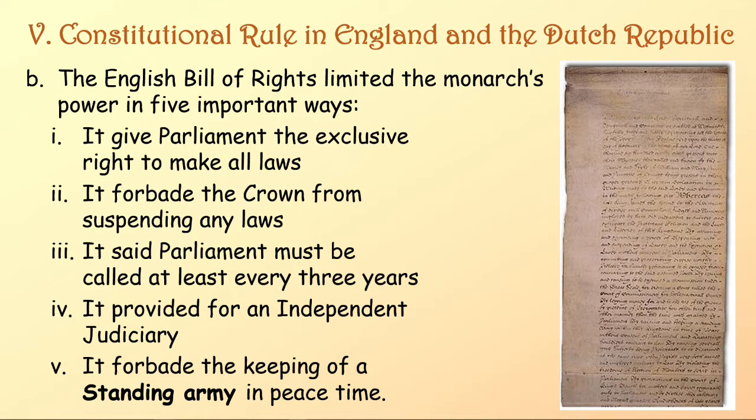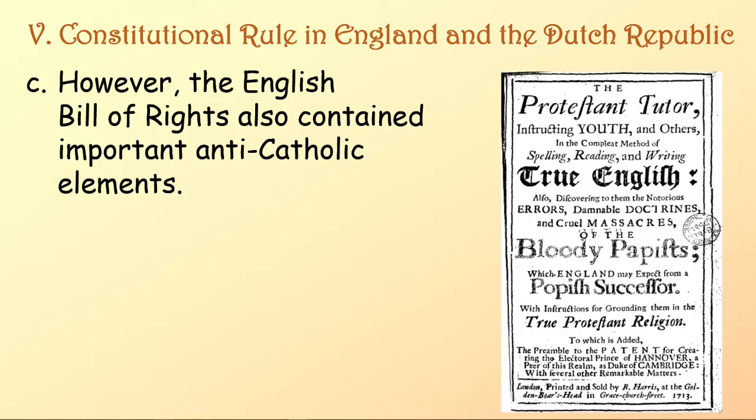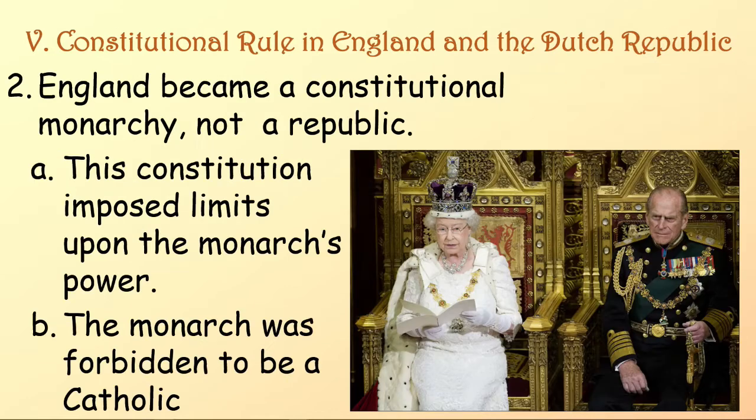Number two, it forbade the Crown from suspending any laws. Number three, it said that Parliament must be called at least every 3 years. Number four, it provided for an independent judiciary. And number 5, it forbade the keeping of a standing army in peacetime. However, the English Bill of Rights also contained important anti-Catholic elements.